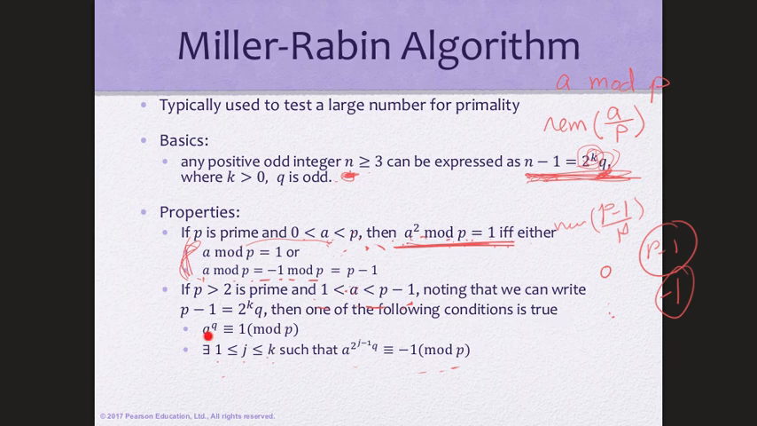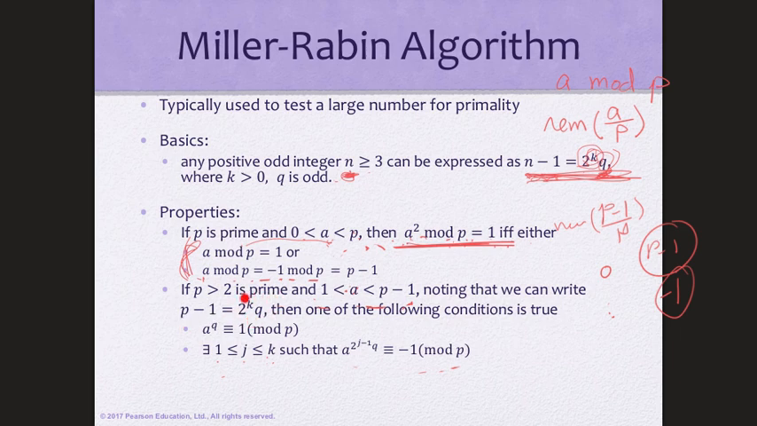A to the power Q is congruent to 1 mod P, or the other is there exists a J greater than 1 and less than K such that A to the power 2 to the power J minus 1 multiplied by Q is congruent to minus 1 mod P. Where is K? K is here. Q is here. So I wrote P minus 1 already in this format.